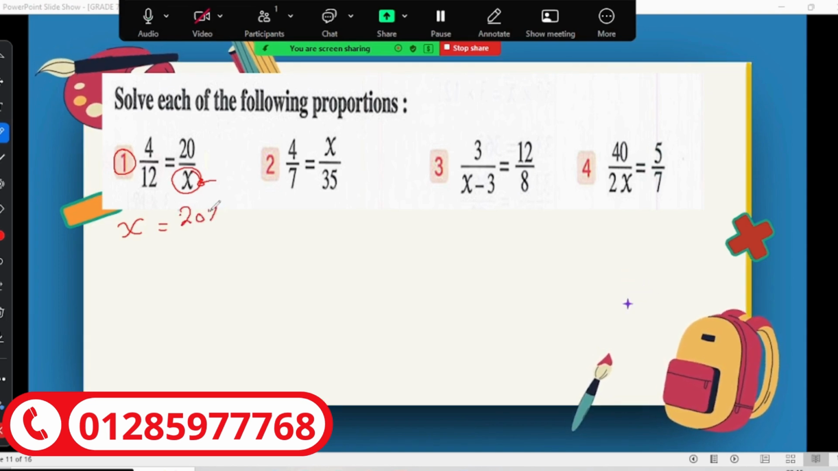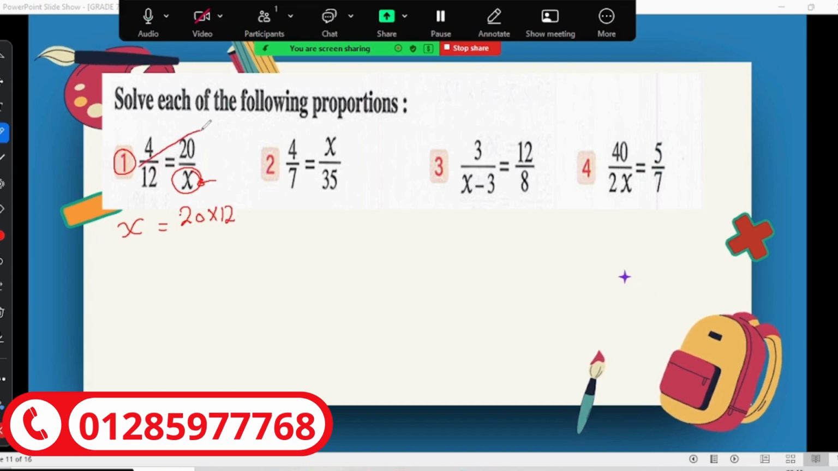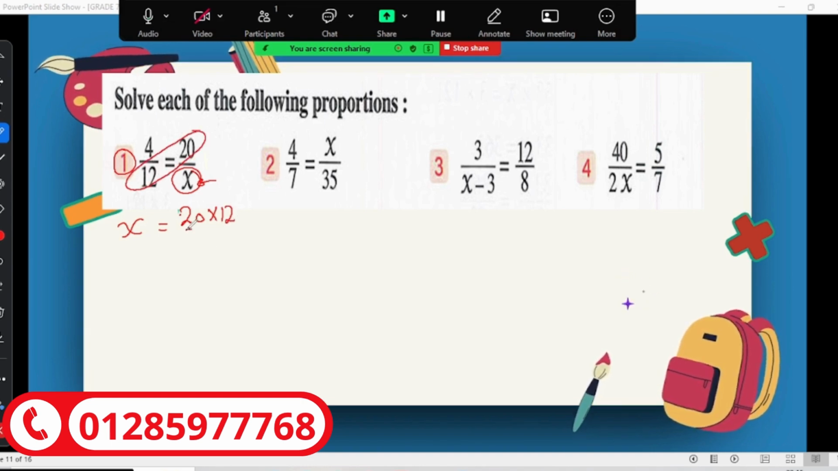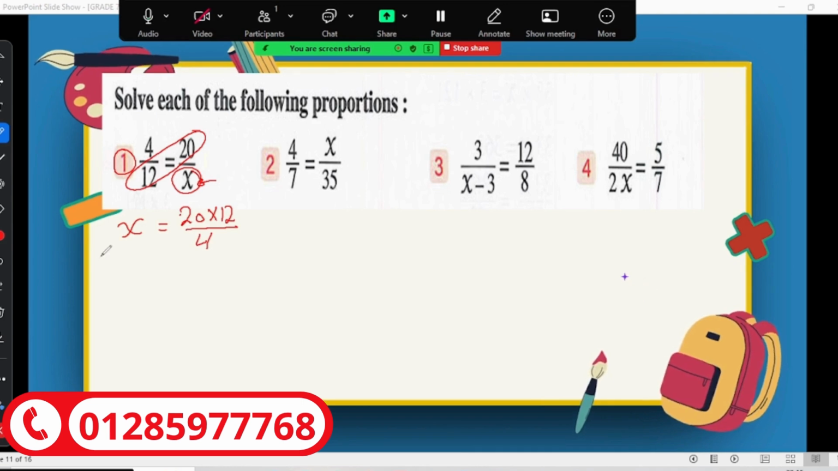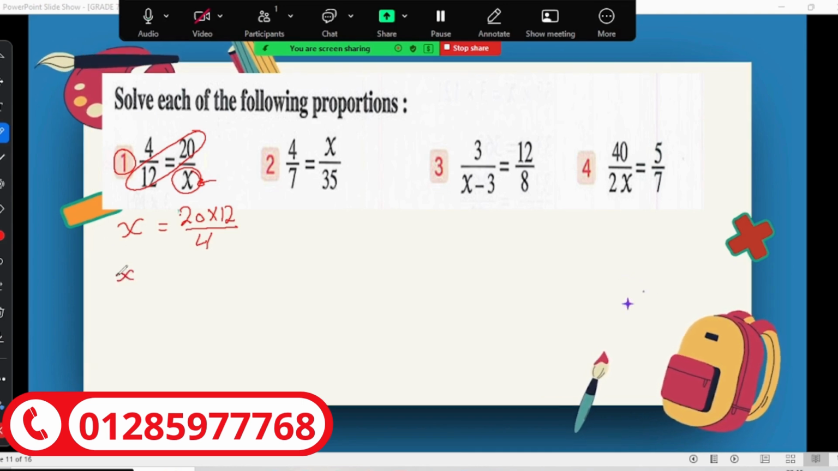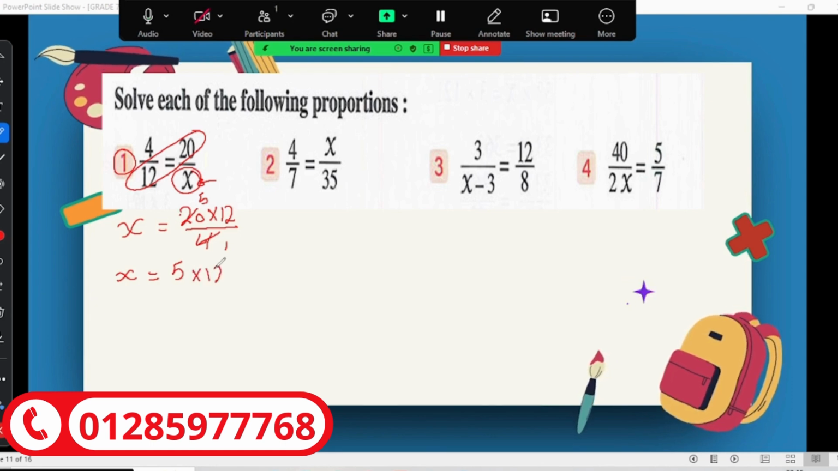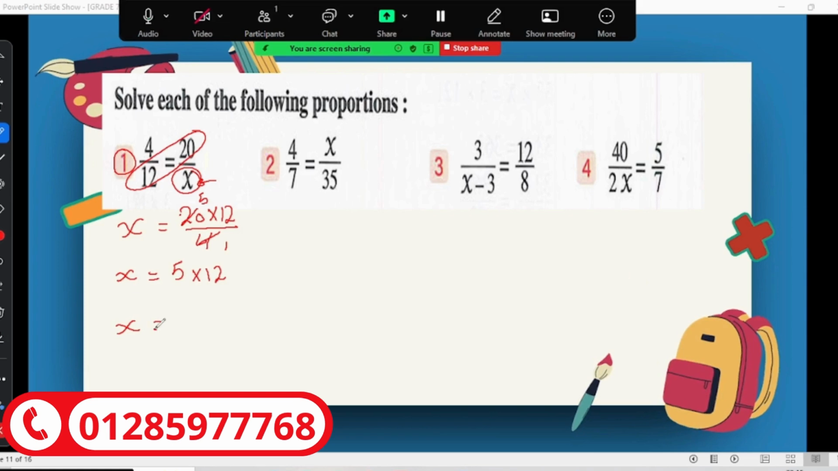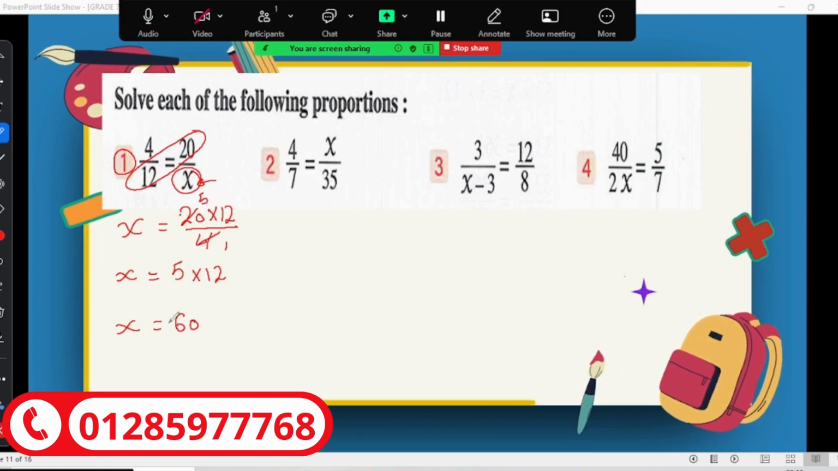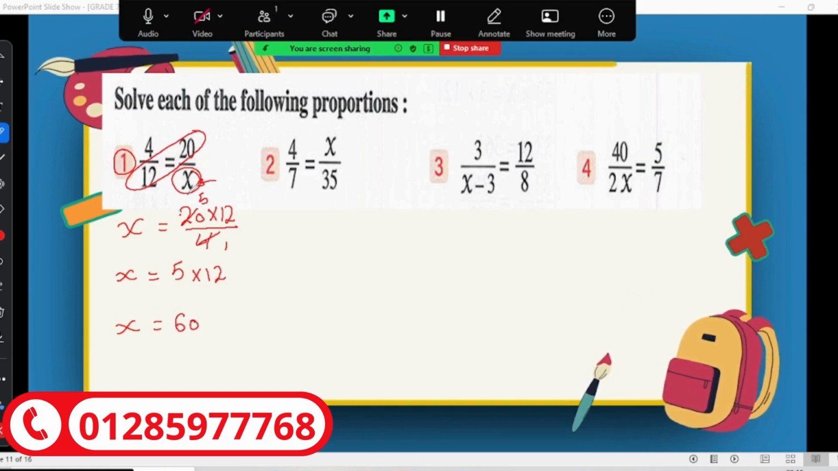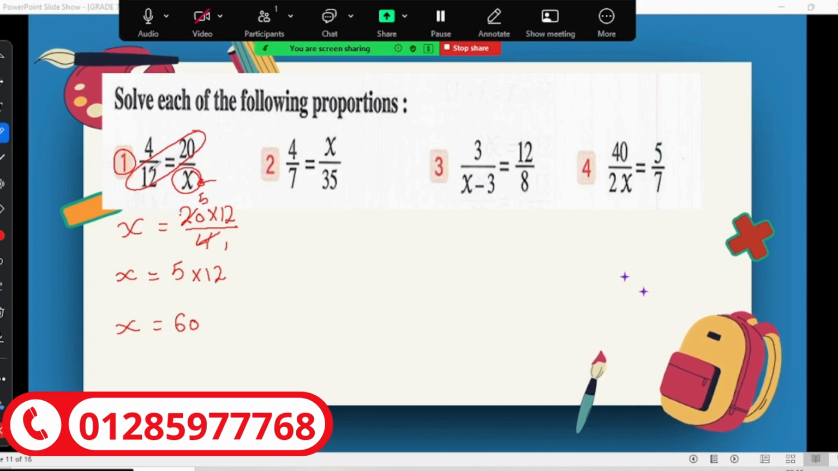20 times 12, product of means, divided by 4. Okay, then x equals, dividing 5 by 4 up and down, 5 times 12, then x equals 5 times 12 equals 60. Then the value of x to be proportional ratios is 60.